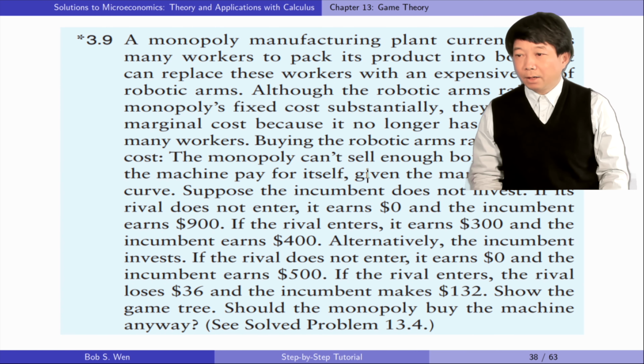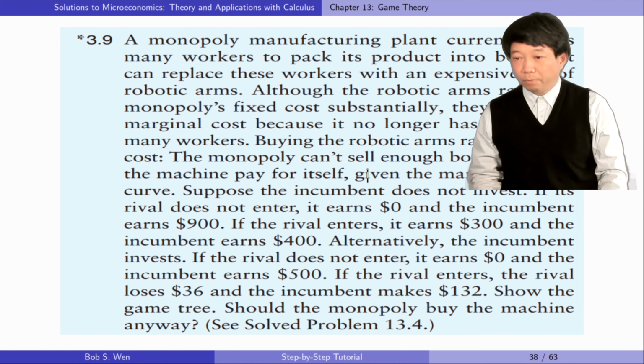Let's answer exercise 3.9. It is a sequential dynamic game between the incumbent and a potential rival. The incumbent moves first. Suppose the incumbent does not invest. If its rival does not enter, it earns 0, and the incumbent earns 900. If the rival enters, it earns 300, and the incumbent earns 400.